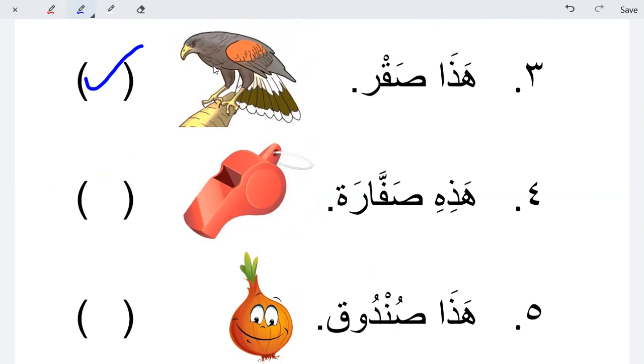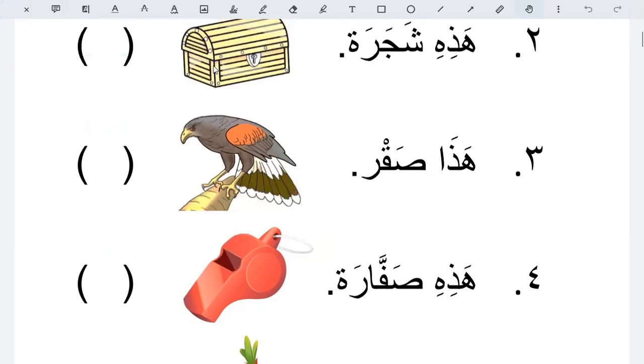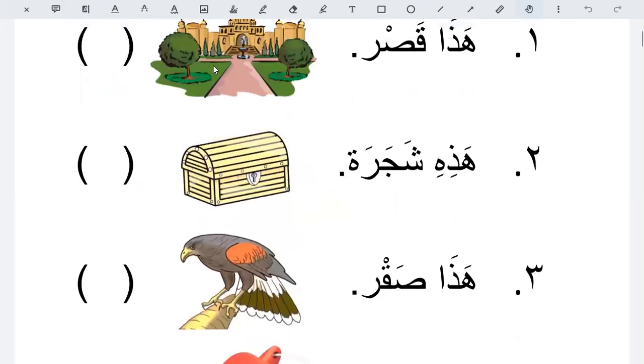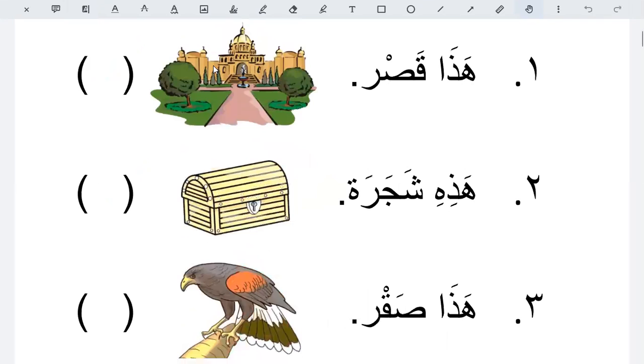What is the difference between falcon and eagle? This is a whistle. Good. This is a box. Latifa, do you know the difference between falcon and eagle? What is the difference between falcon and eagle?